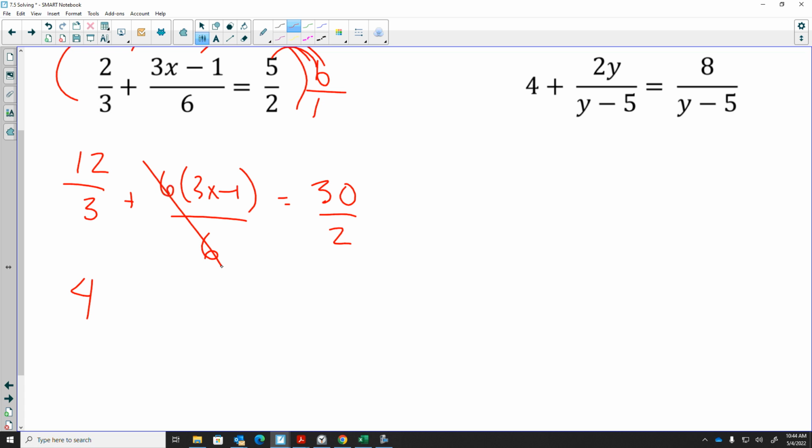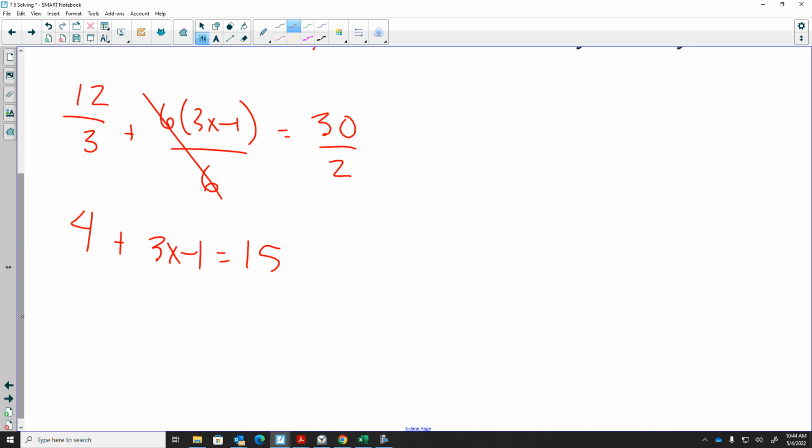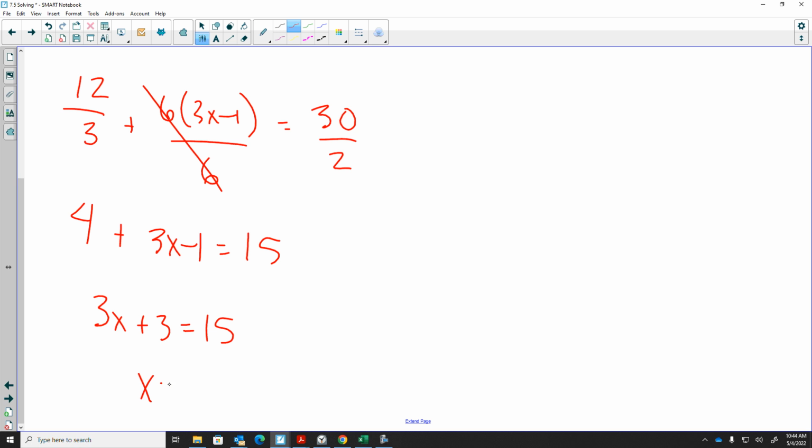So this is plus 3x minus 1. 30 over 2 is 15. And now we could solve this. So it's 3x, 4 and negative 1 is 3. Subtract 3, you get x equals 4. And you got the same thing.